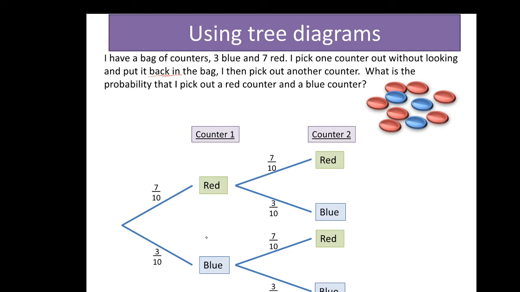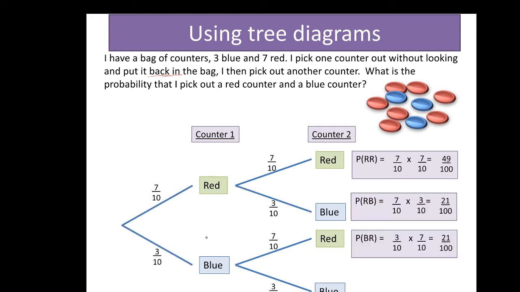Multiplying across. Remember, multiplying numerator by numerator, denominator by denominator. So that should be 49 over 100 for the probability of a red and a red. Red and a blue should have been 21 over 100. Blue and a red, 21 over 100. Blue and a blue, 9 over 100.